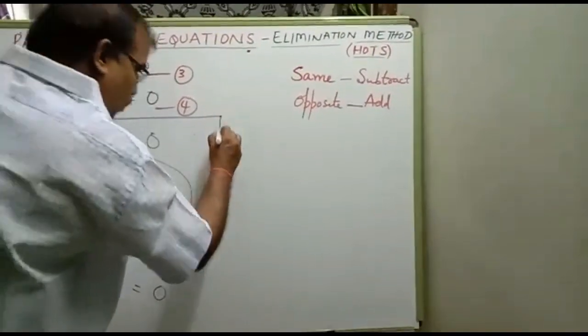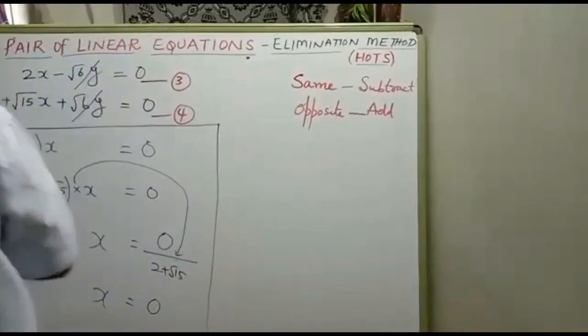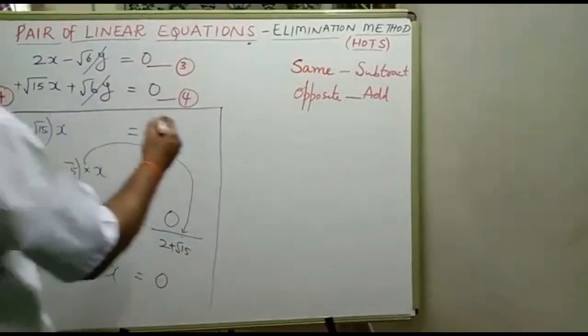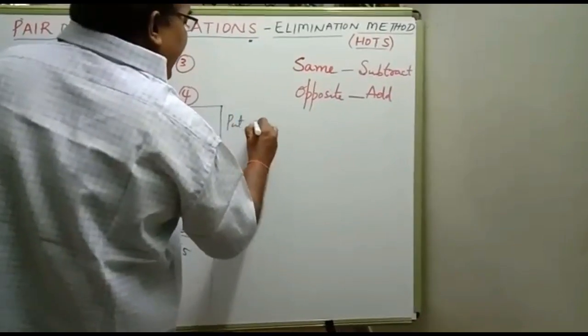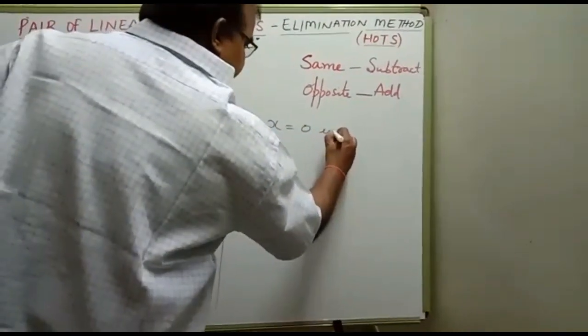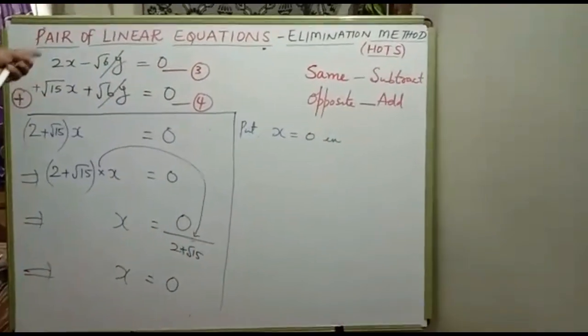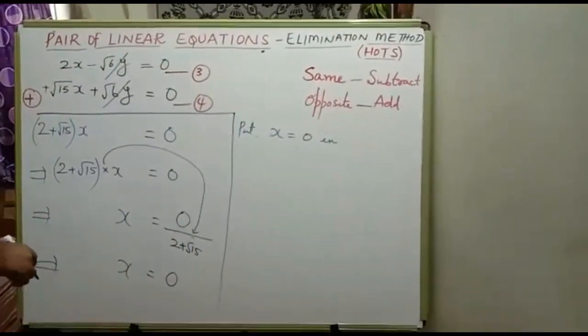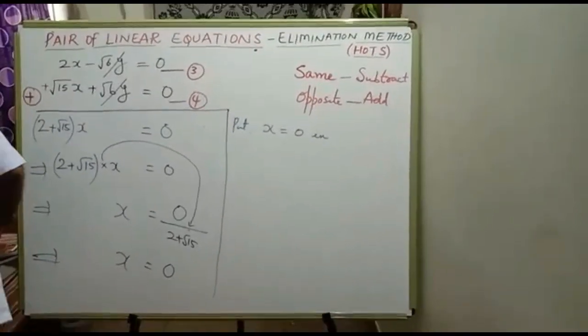Substitute, put x is equal to 0 in any of the equations, either 1 or 2. What is the original equation?